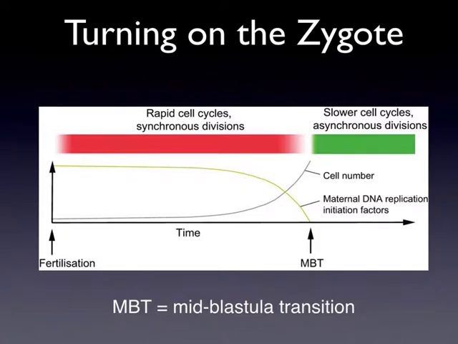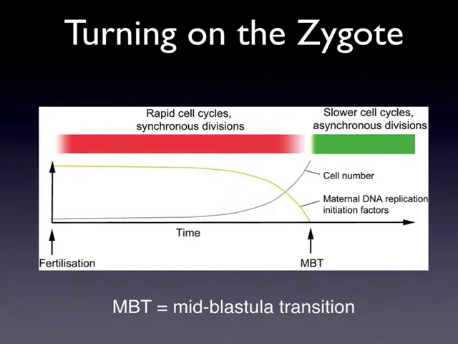So before the zygotic genome is completely turned on, we've got a situation where we have rapid cell cycles with synchronous divisions. That means that every cell divides at the same time. So when you're looking at an 8-cell embryo and it goes into a 16-cell embryo, all of those 8 cells are dividing essentially at the same time. The first cell into 2 cells, that's synchronous. Those 2 cells into 4 cells, generally synchronous, etc. And relatively rapid cell division.